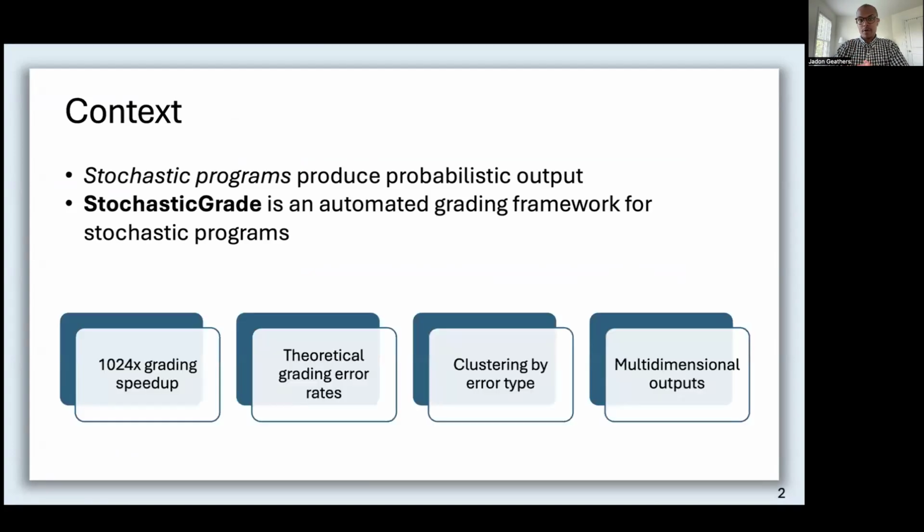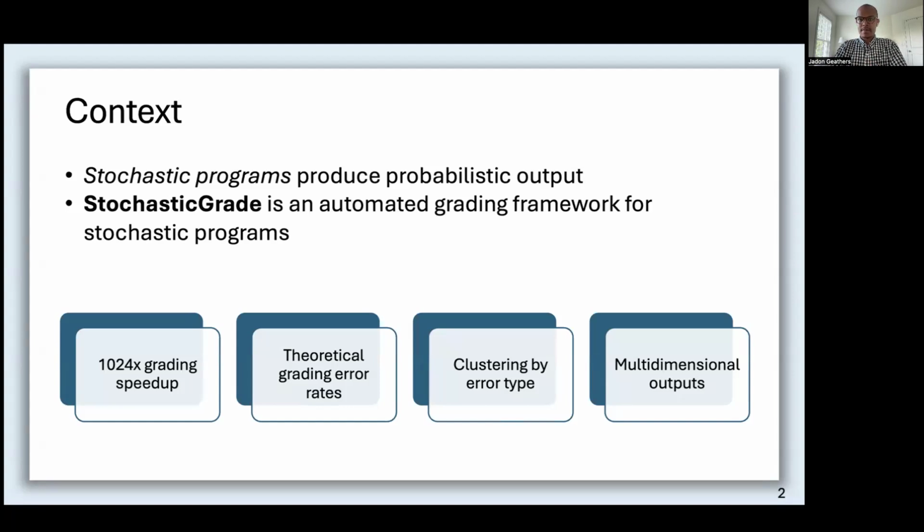Stochastic grade offers four main benefits. First, it offers an up to 1,000 times grading speedup relative to a reasonable baseline. It offers theoretical grading error rates, or the rate at which it makes an incorrect grading prediction. It offers clustering by error type, facilitating tasks such as partial grading. And lastly, it handles multi-dimensional outputs.